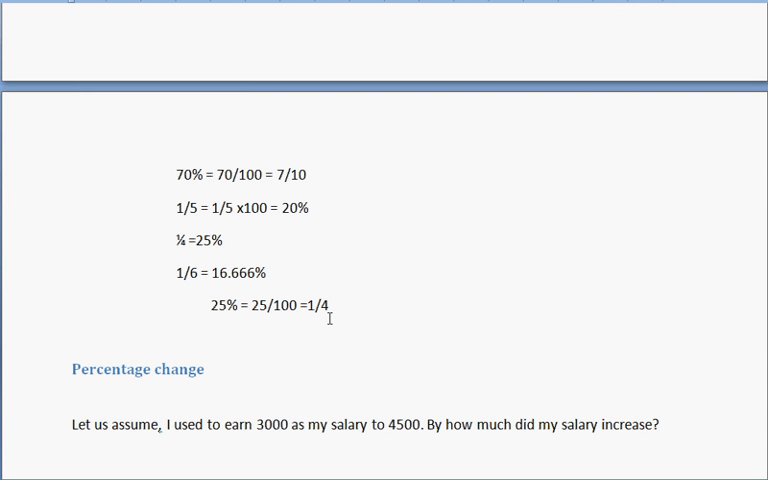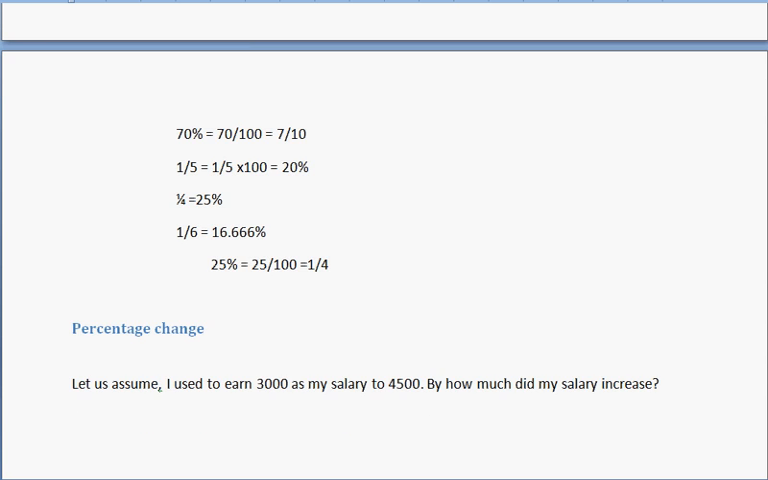Now let's go to another topic, which is percentage change, right? Again we'll do it with a question. So he says that my salary is 3,000, now it becomes 4,500. By how much did my salary increase? So what is the percentage increase in my salary? We have to just find that. So how do we find that?